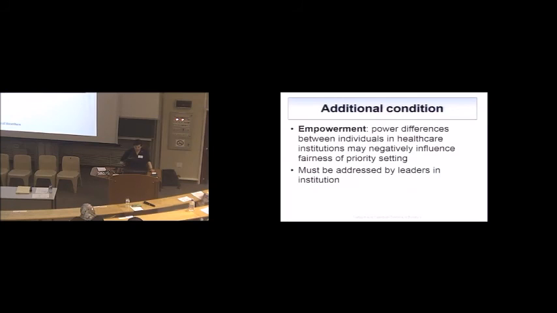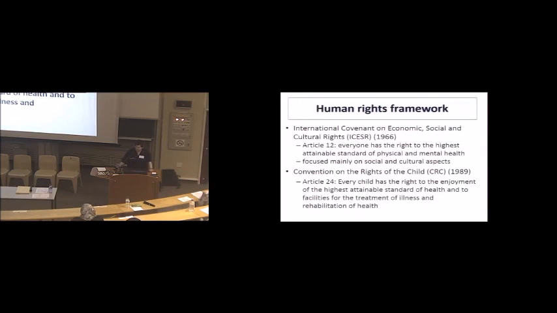And then Martin wrote that there should be an additional condition of empowerment, because often decisions in healthcare institutions are made out of a situation of power imbalance, and they may in fact negatively influence the fairness of priority setting. For example, at our institution, we've been querying why pediatrics gets so little money compared to some of the other departments. It must be addressed by the leaders in the institution. You must be able to engage with them, and they have to divorce themselves from that situation.